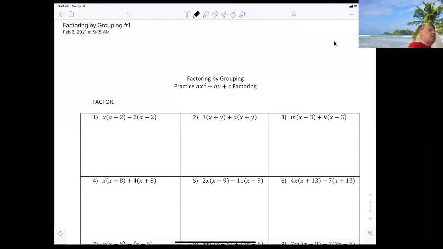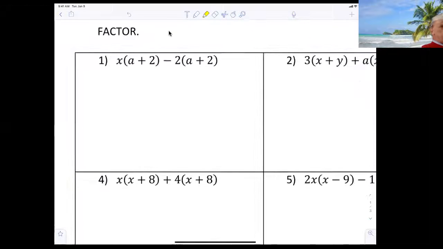Okay, so factoring by grouping, all right? You will recognize factoring by grouping because it is different than ax squared plus bx plus c. Now, the first one, they've already grouped for you. So you'll see as we go down the page.